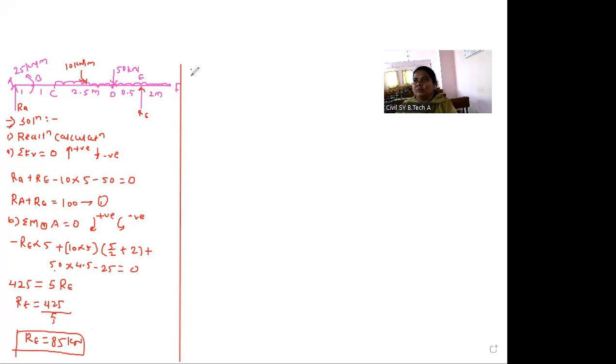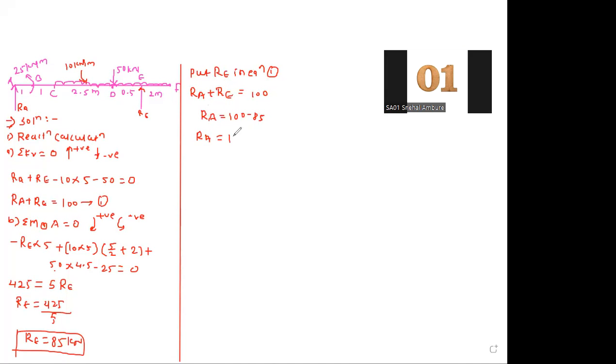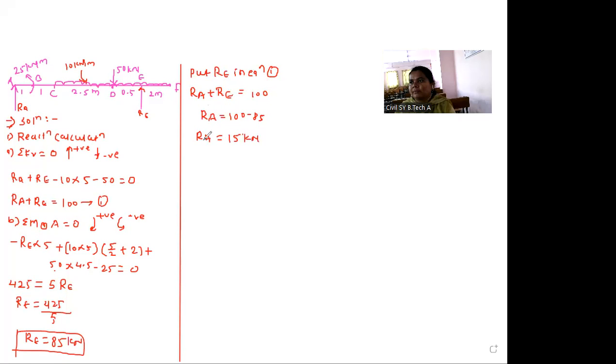So next step is put RE in equation 1. So our equation 1 is RA plus RE is equal to 100. So RA is equal to 100 minus 85. So RA is equal to how much? 15? Yes, 15 kilonewton. So this is the value of RA. Now we will write here RA is equal to 15 and RE is equal to 85.